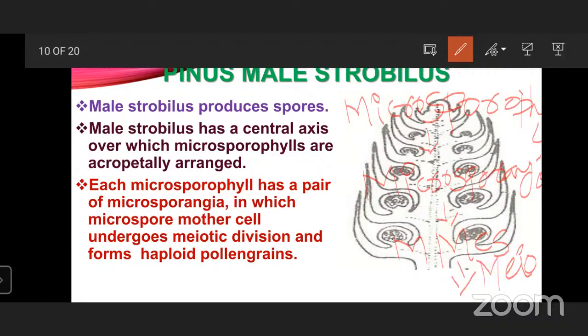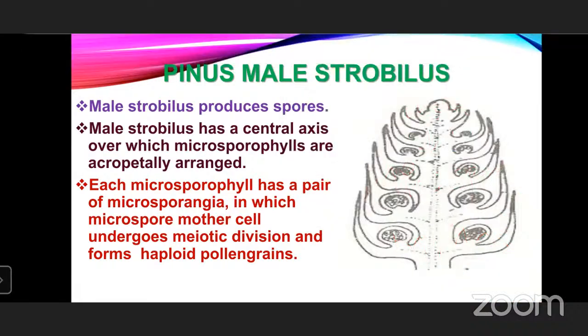Meiosis is one of the types of cell division, and meiosis always takes place in the diploid reproductive cells. Those are nothing but MMCs. Microspore mother cells divide meiotically and form haploid microspores or pollen grains. So it is the order which is present in the Pinus male strobilus or male cone.